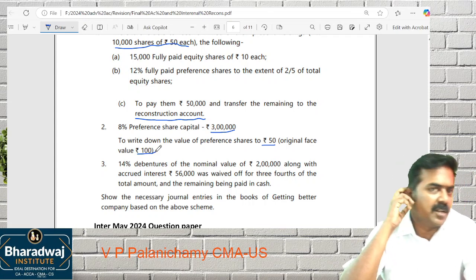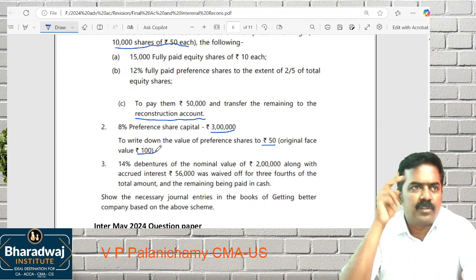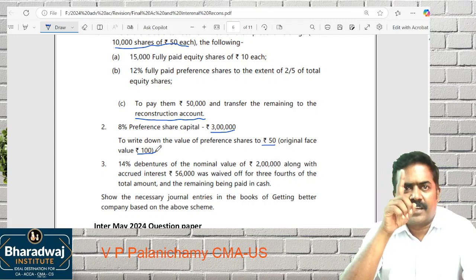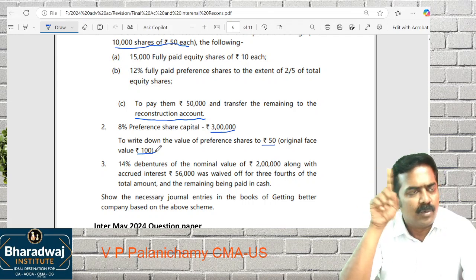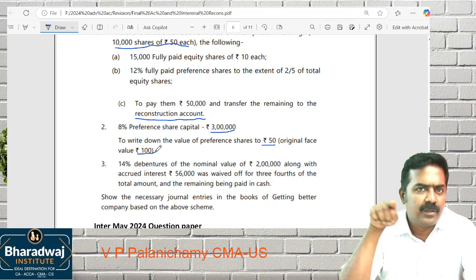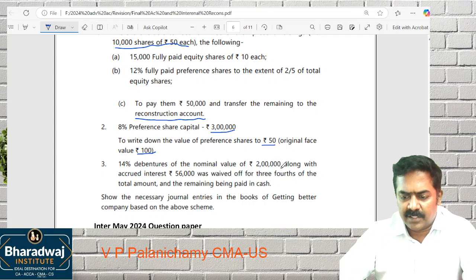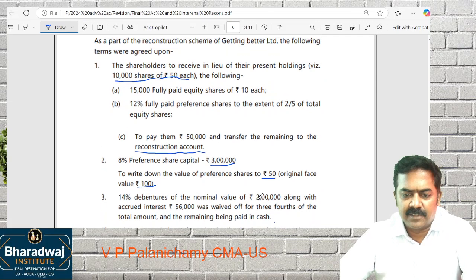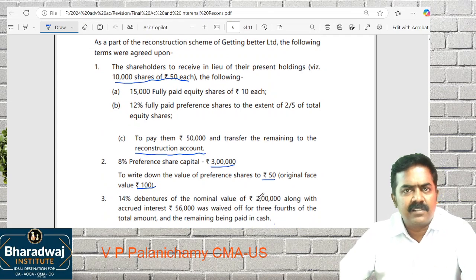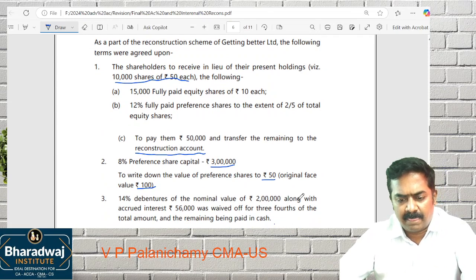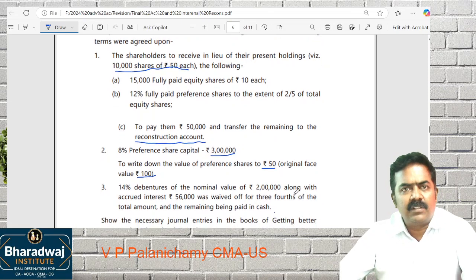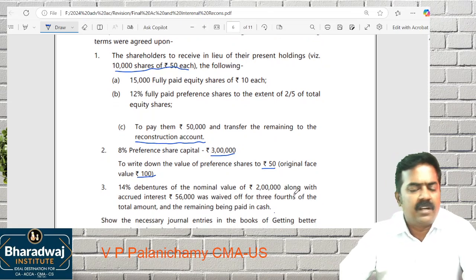So what is the entry you will pass? There are two methods. One is direct capital to capital reduction, or old preference share capital account debit to new preference share capital, to capital reduction. Debentures plus interest 56,000. 3/4 of the amount is waived, and the remaining is paid in cash. They just ask you to pass journal entries. Try to pass entries, then recollect. If there is a doubt, leave the space and go to the next one. Three journal entries you need to pass.